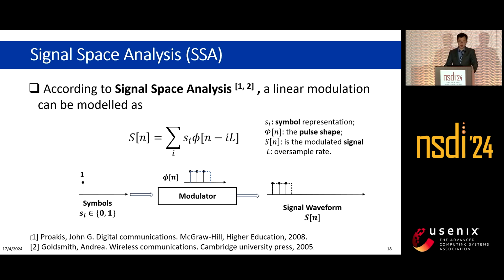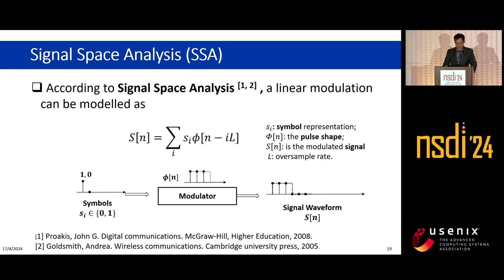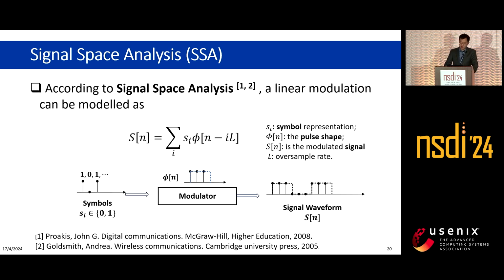Suppose we have a symbol that consists of either 0 or 1, right? And we have a pulse shape of a square function. By multiplying the symbol with the pulse shape, we get the output signal, which is a square wave. We can do this so on and so forth to get a train of square waves. This is a very simple case of what SSA means.